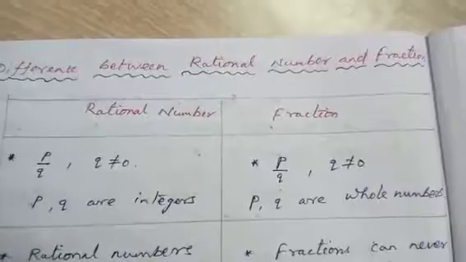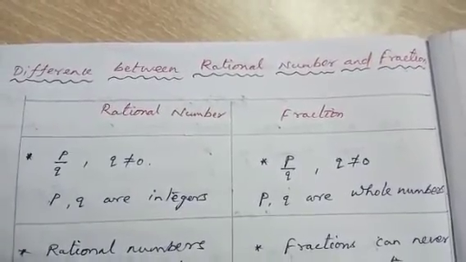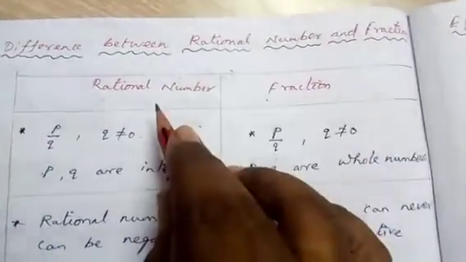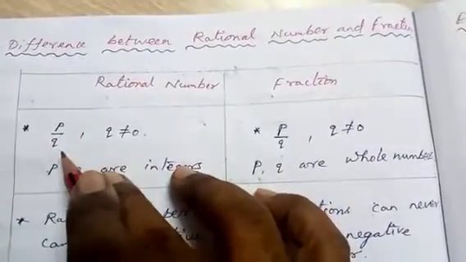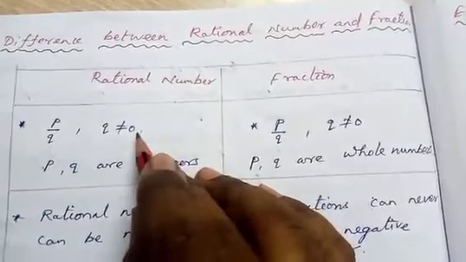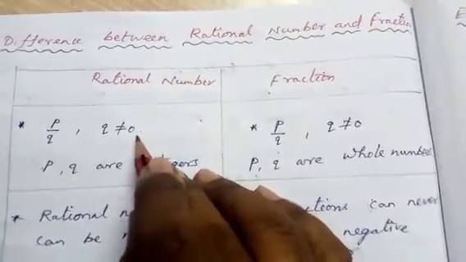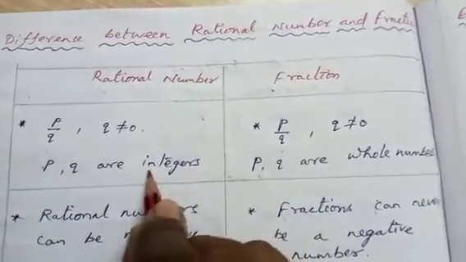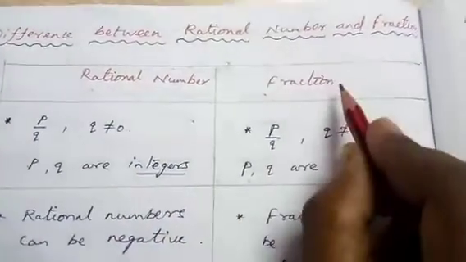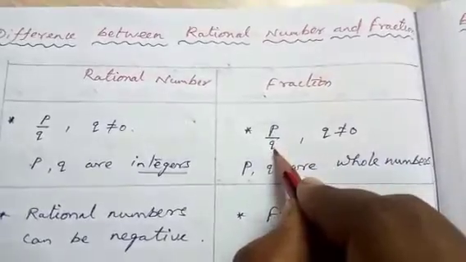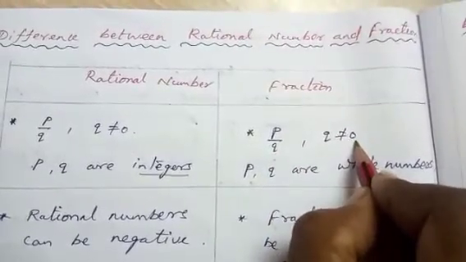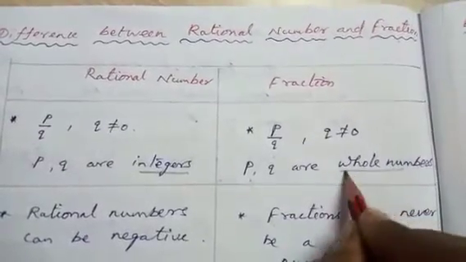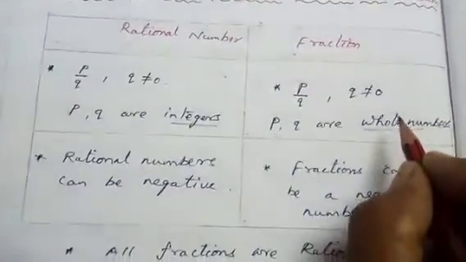The next one is difference between rational number and fraction. The rational number is in the form P divided by Q, so the condition is Q is not equal to 0. Here P and Q are integers. But a fraction is in the form P divided by Q, Q is not equal to 0, but here P and Q are whole numbers.